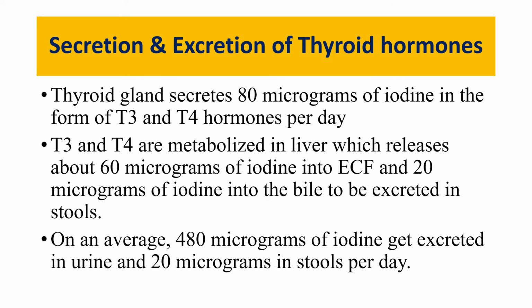On an average, the thyroid gland secretes around 80 micrograms of iodine in the form of T3 and T4 hormones per day, which is metabolized in the liver, which releases around 60 micrograms of iodine into the ECF, and 20 micrograms of iodine is excreted in the bile and is lost in stool. However, the majority of iodine is excreted in urine, and that's why it is an important indicator to understand iodine metabolism in the human body.